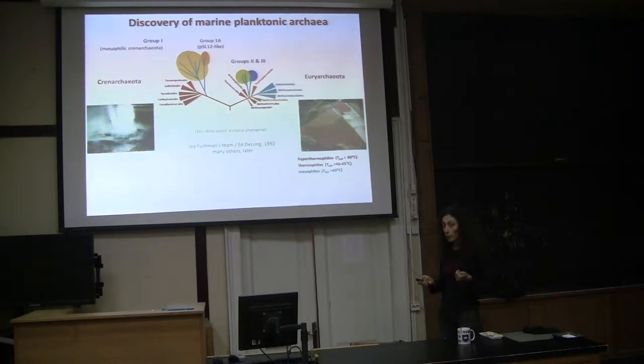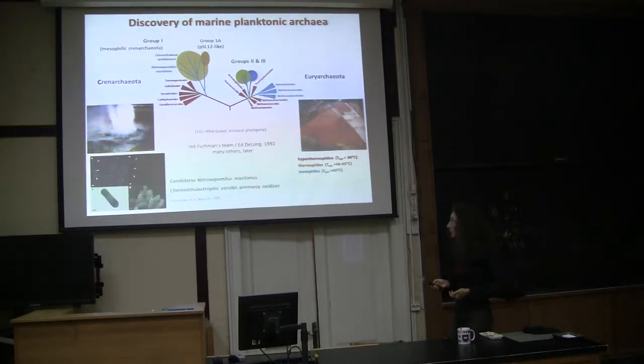And it took more than 10 years to isolate the first member of this group, which is called Nitrosopumilus maritimus, and it turned out to be a chemolithoautotrophic aerobic ammonia oxidizer. So it gained energy by the oxidation of ammonia with oxygen, and it was an autotroph. It was also able to fix carbon.